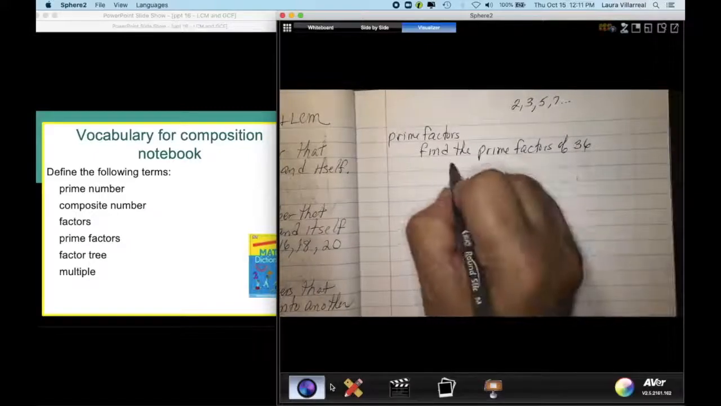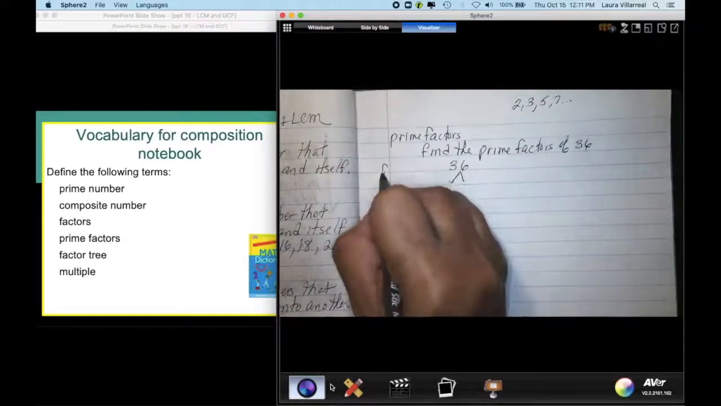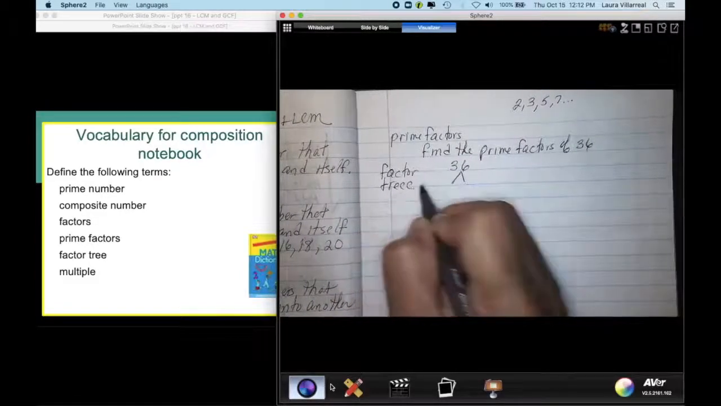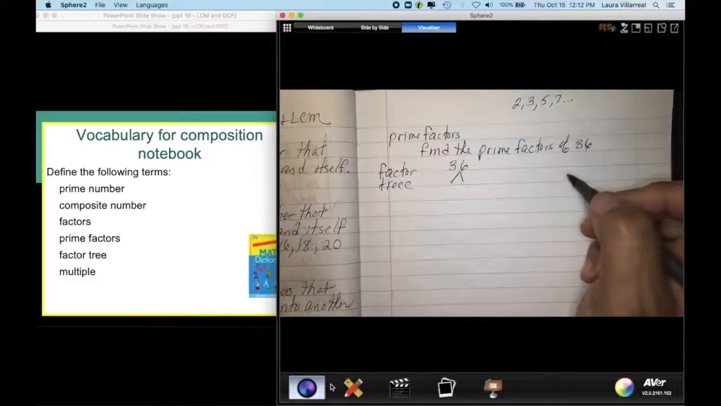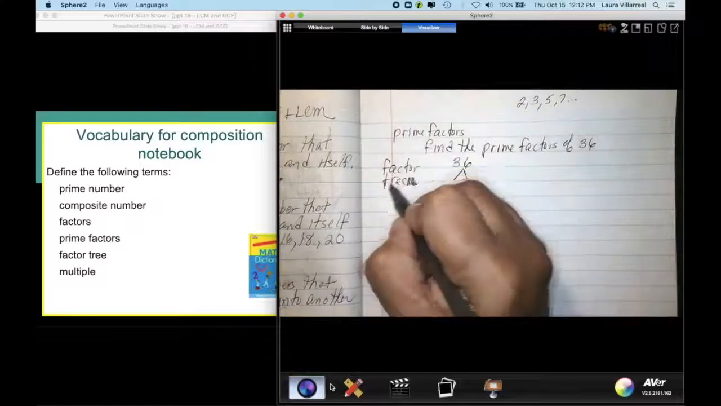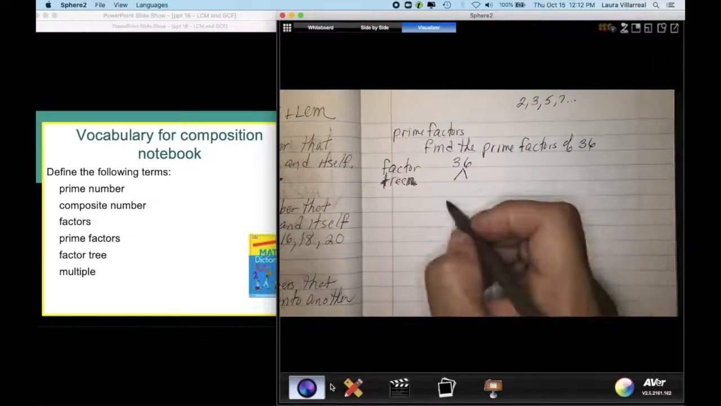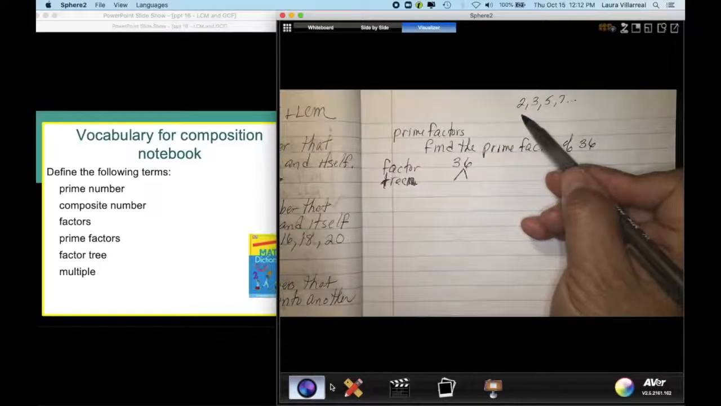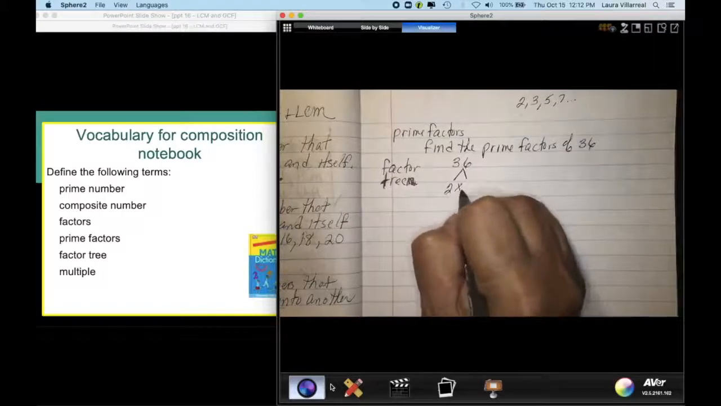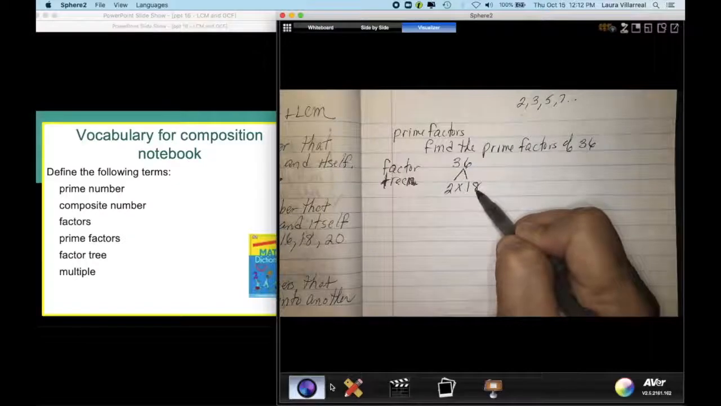So I'm going to create a factor tree. Let's write that term down. A factor tree. It's just a visual aid that will help me to divide it up. Okay. Now remember my prime numbers start with 2. So I'm going to divide by 2. I'm going to divide 36 divided by 2, and I got 18.